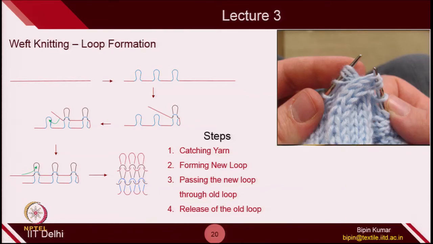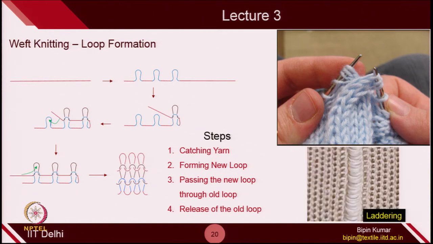If any of the loops is accidentally missed in the fabric structure, then automatically all the loops in that column will open and the yarn will become straight. This problem is called laddering. So, we have to take utmost care in making loops and connecting these loops with other loops in the same column. So, this is all about the introduction to knitting in this week.